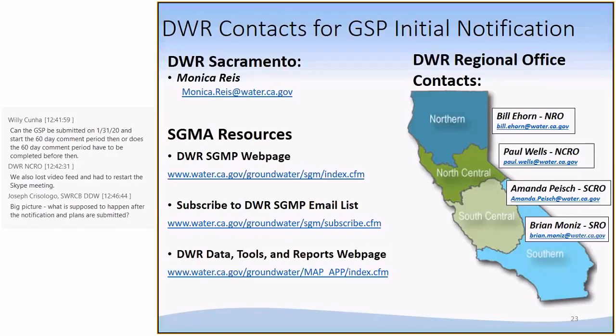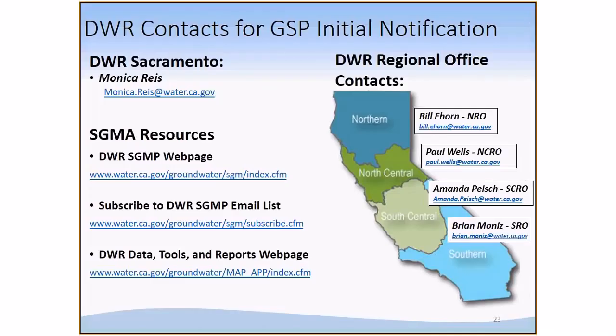There's a question submitted by, it looks like, State Water Board staff. Big picture, what is supposed to happen after the notification and plans are submitted? Well, after the notification is submitted, you can start working on development of your GSP. I would highly recommend you get that GSP submitted by the statutory deadline. After the GSP is submitted, the department has 2 years to review that GSP and get back a determination of adequacy.